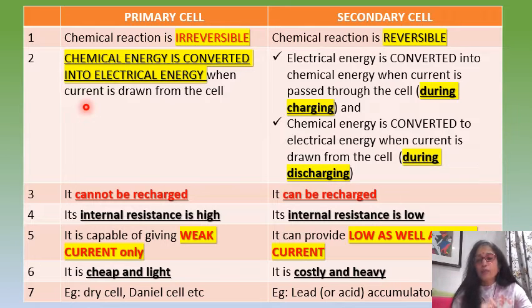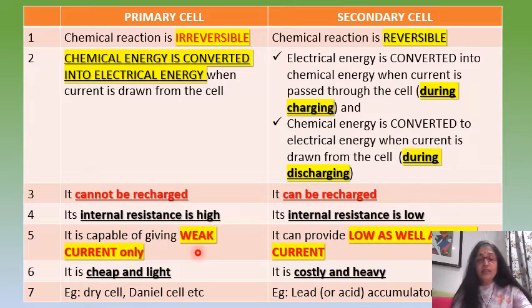A primary cell cannot be recharged. Because why? Because the chemical reaction inside it is irreversible. A secondary cell can be recharged. Why? Because the chemical reaction inside it is reversible. Its internal resistance is high for a primary cell. Secondary cell internal resistance is low. Primary cell is capable of giving weak current only. Secondary cells can provide low as well as high currents.